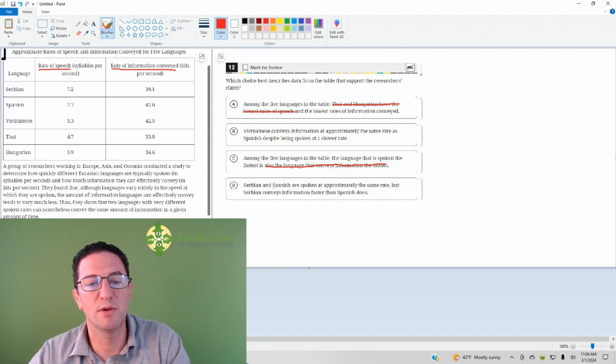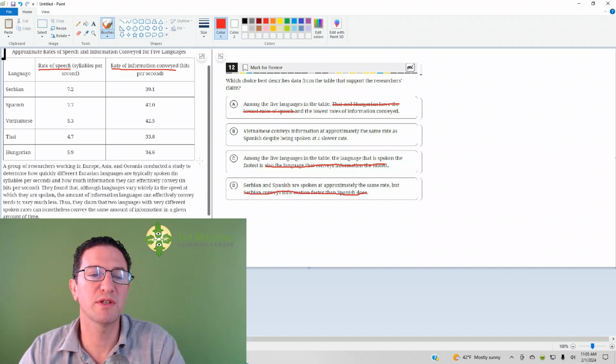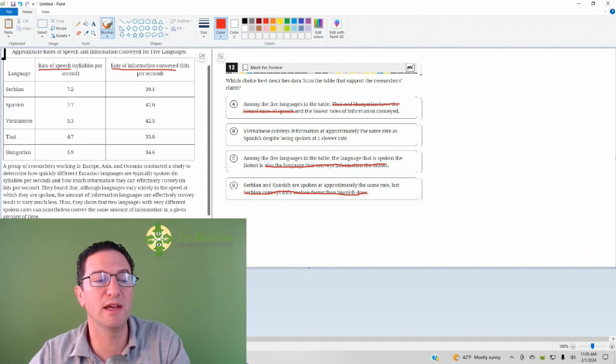Answer D. Serbian and Spanish are spoken at approximately the same rate. Rate of speech, left column. Serbian, Spanish, pretty close, 0.5 apart. But Serbian conveys information faster than Spanish does. Serbian is 39.1, Spanish is 42.0. Serbian does not convey information faster than Spanish does. So you can see that your answer choice is B just based on the table and the answer choices.